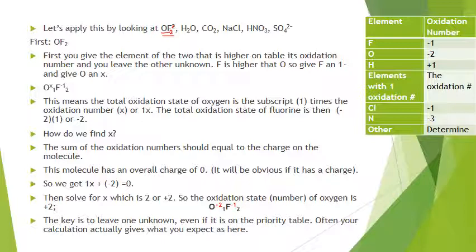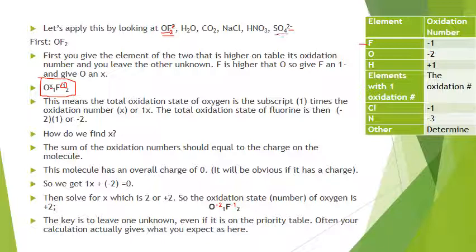Right, first, of the two elements, there's oxygen and fluorine, and fluorine is higher up on the table. You give its oxidation number as -1. You give oxygen an oxidation number of X. So you leave one unknown. Okay. Now, the other piece of information to know is the overall charge of this molecule is 0.